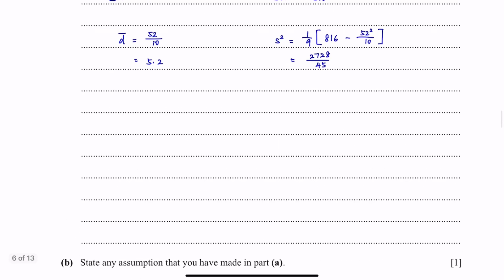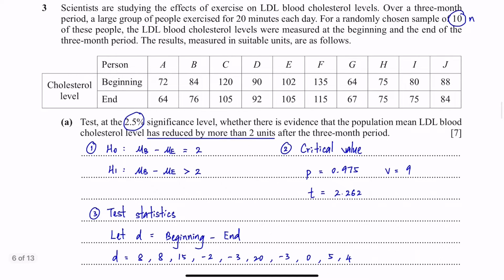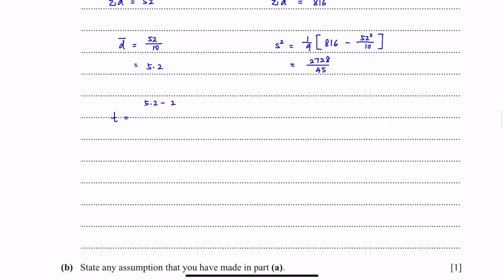So now we can find our t value for our test statistic. So this would be 5.2 minus the mean value over here. Sorry, this one, which is 2, over the square root of our S squared value, which is 2728 over 45, divided by the number of samples, which is 10. So we would get 1.30 as our test statistic.